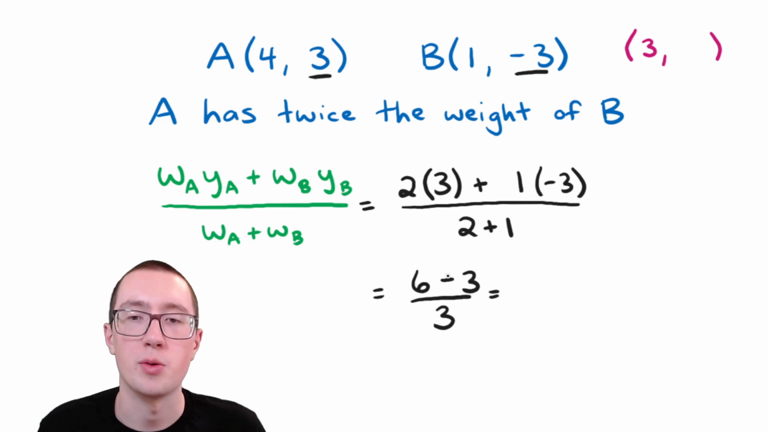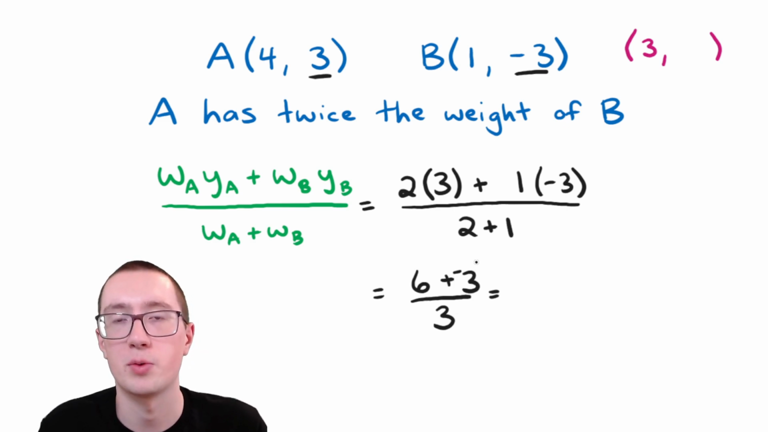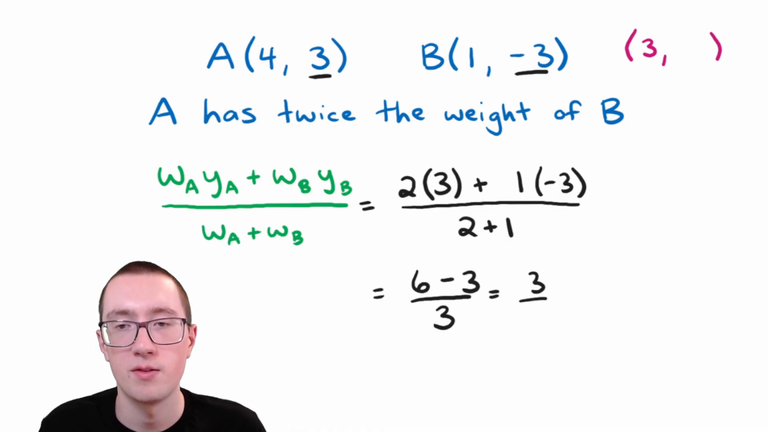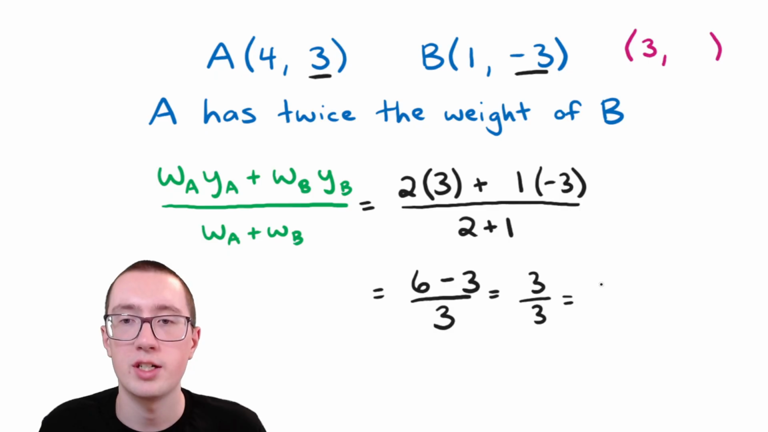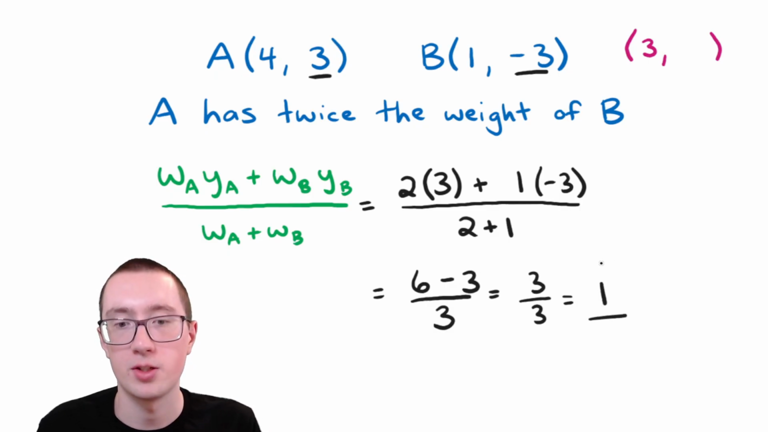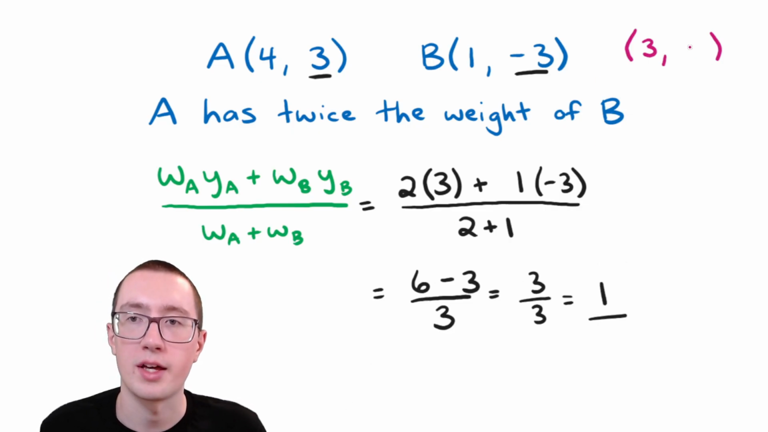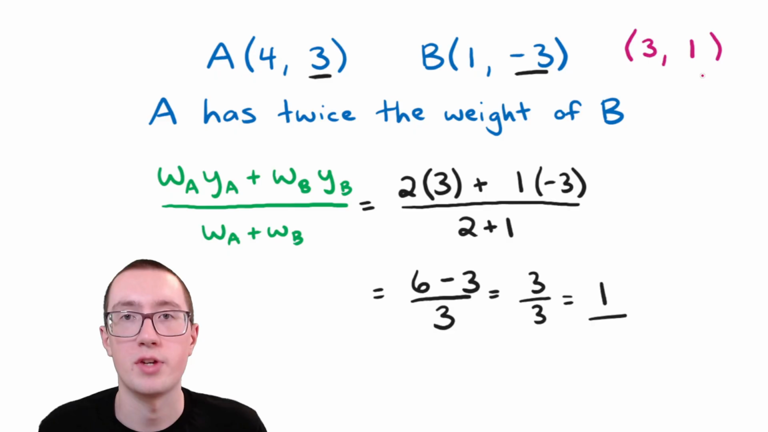And notice how I didn't put plus negative 3, I just put minus 3. You could do plus and negative 3 as well. They mean exactly the same thing. So 6 minus 3 is 3, and 3 divided by 3 is 1. Which means that the y of our middle point, our weighted average point, is going to be 1. So let's go ahead and plug that in up here. And we have now found our answer. The weighted average point of A and B is 3, 1.